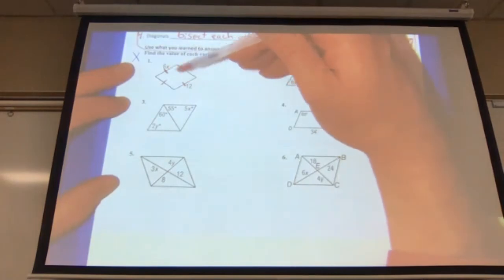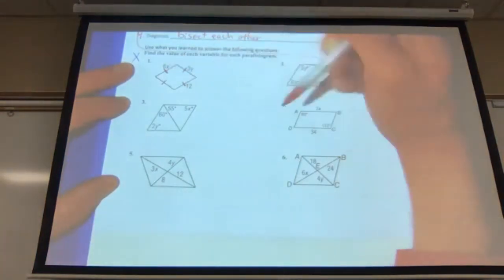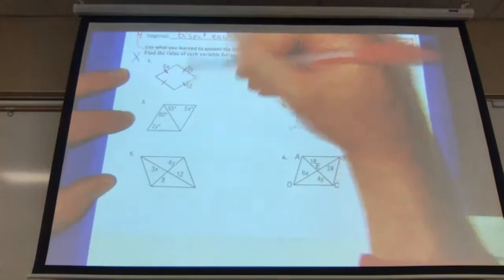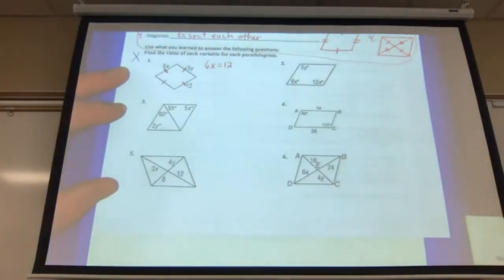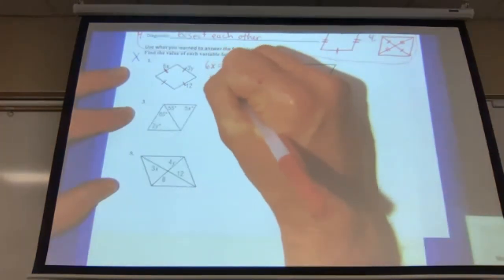So I'm going to start with these 2. 6x and 12, they're opposite sides on a parallelogram, so they're congruent to each other. So 6x would equal 12. And divide by 6, x is going to be 2.